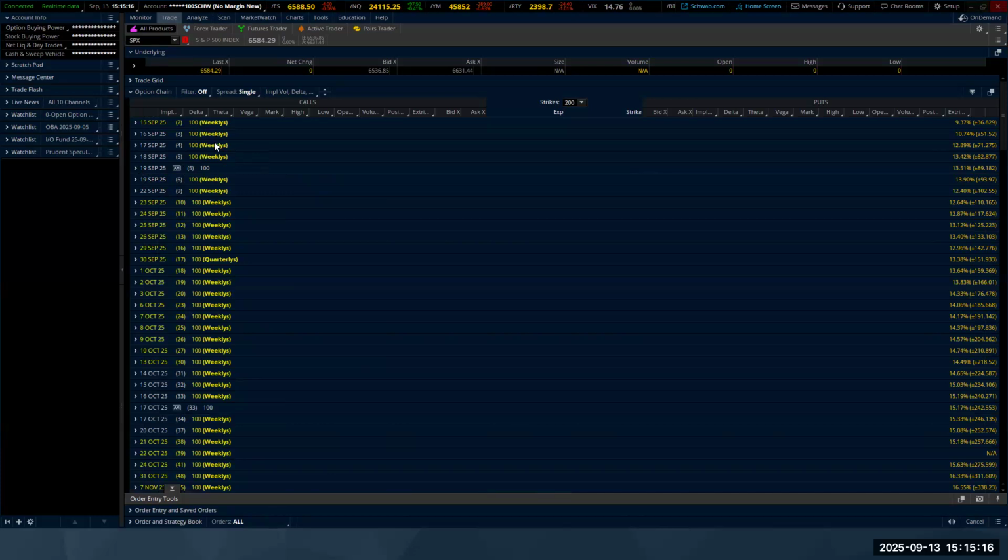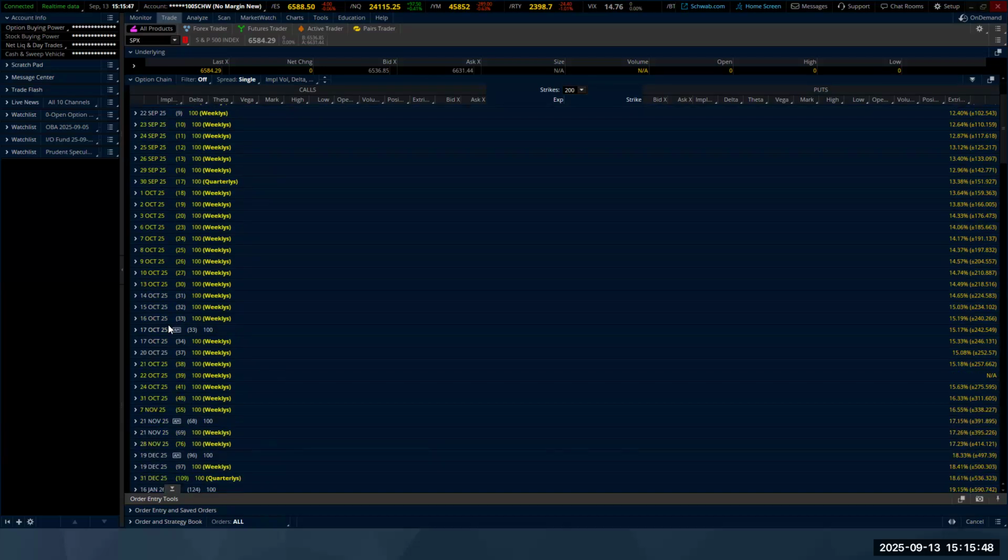Take a look at all these yellow lines with the weekly options. Obviously now we have a quarterly option expiration as well, and we have a lot of weeklies that are basically dailies. You've got the 1st, 2nd, 3rd of October, now the 6th. We come to this week, we have Monday, Tuesday, Wednesday, Thursday, twice on Friday. Here we go, Monday through Friday, Monday through Friday, and we can keep going out.